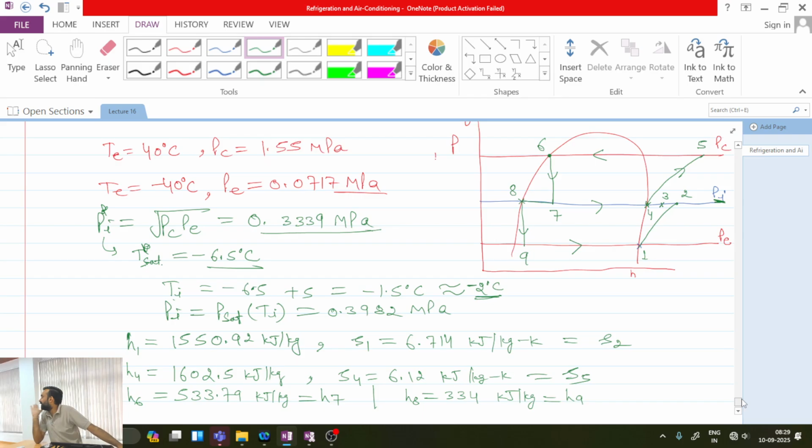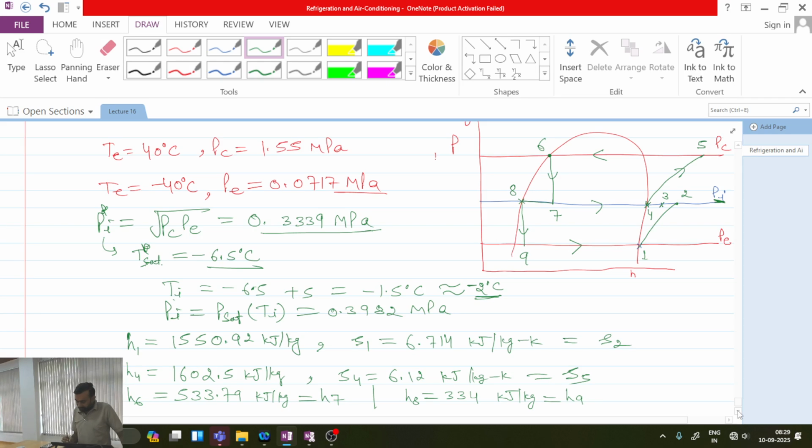You will not be getting the exact value, so you may need to interpolate. Pressure, are you getting the exact value? There also you need to do interpolation. So it means it will be a two-stage interpolation. How to perform two-stage interpolation, do you know?